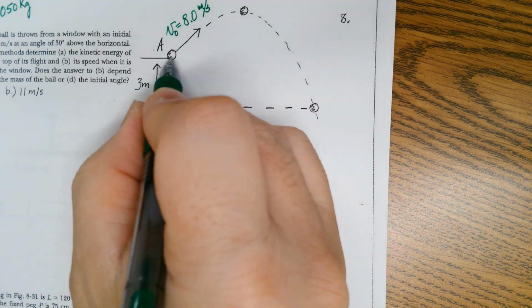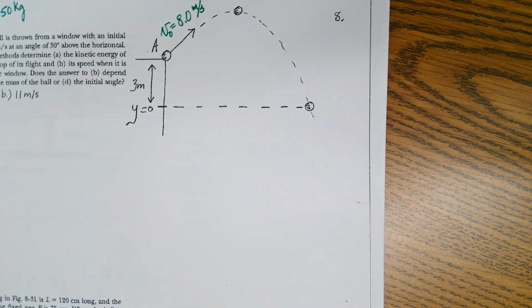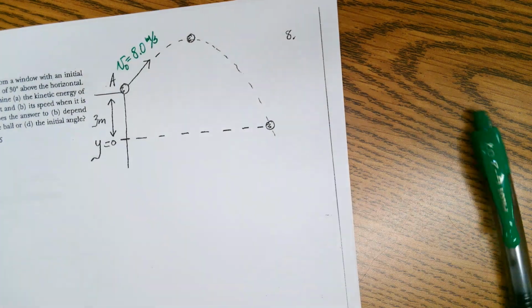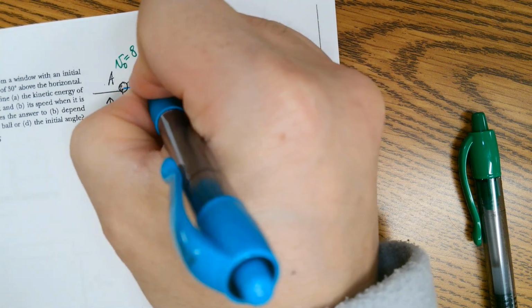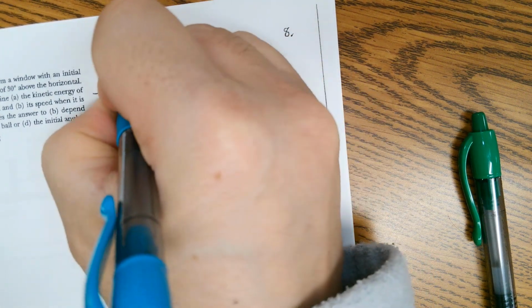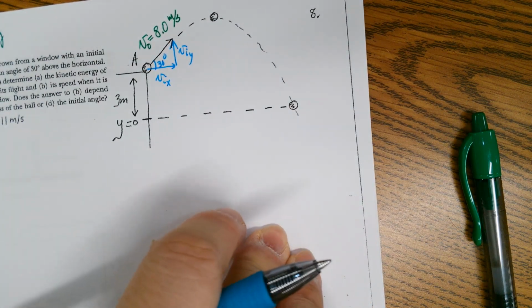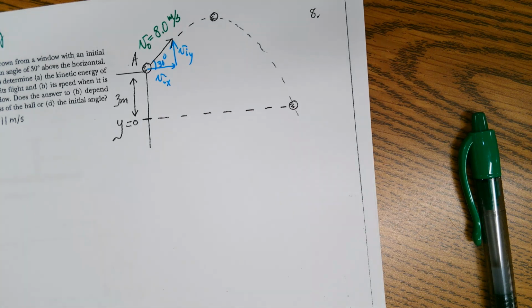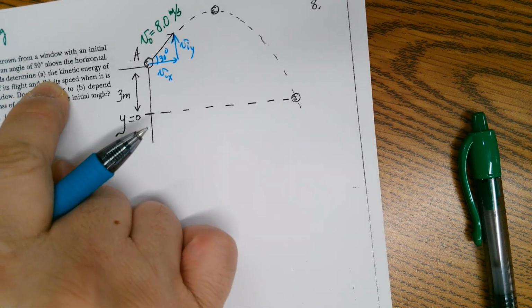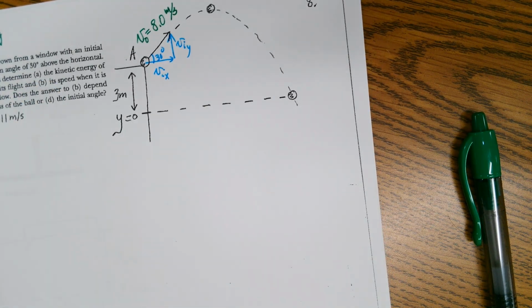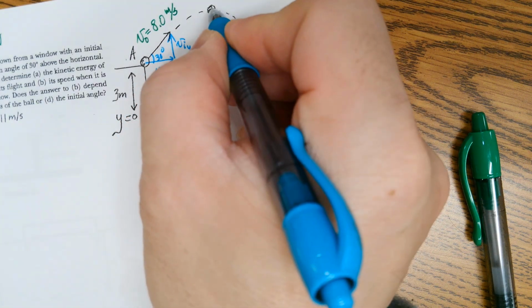Remember how we used to break this up into Vix and Viy, and this is 30 degrees, right? Still not a bad idea to know that. So you know that this can be changed into Vix, and this is the Viy, and this is 30 degrees. So let's take a look at what's going on. Using just energy methods, determine A, the kinetic energy of the ball at the top of the flight. So they want to know what's going on at the top of the flight. What is the kinetic energy here?